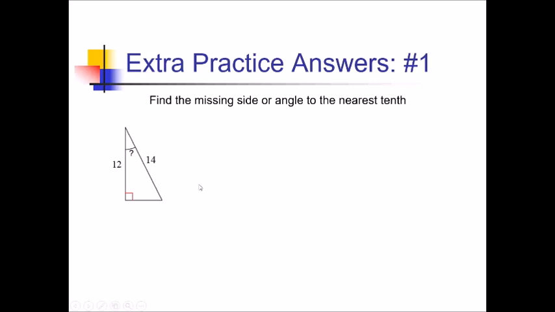For this problem, I'm trying to find a missing angle in a right triangle, so for that I can use SOHCAHTOA. Now it looks like I've got the hypotenuse side here and also this side that's not the hypotenuse but it's touching the angle, it's part of the angle, that's the adjacent side. So we've got adjacent and hypotenuse, that's the CAH part of SOHCAHTOA. So that means we're using cosine, and cosine is going to be adjacent over hypotenuse.